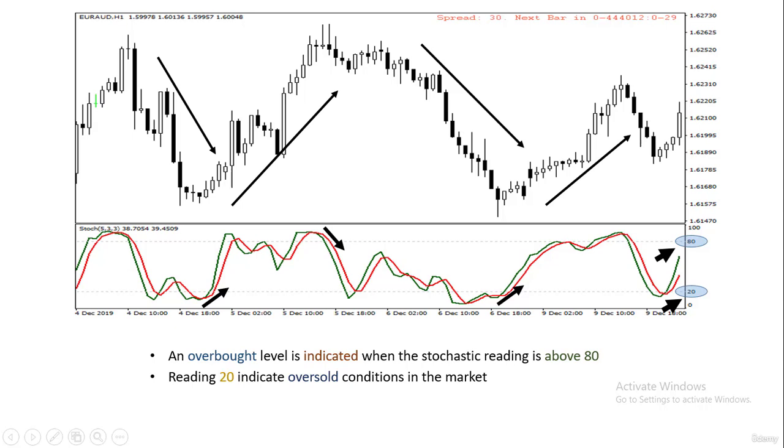Overbought and oversold levels mean that the security price is near the top or bottom, respectively, of its trading range for a specific period of time. That means with a reading over 80, the market would be considered overbought, while under 20 would be considered an oversold condition.